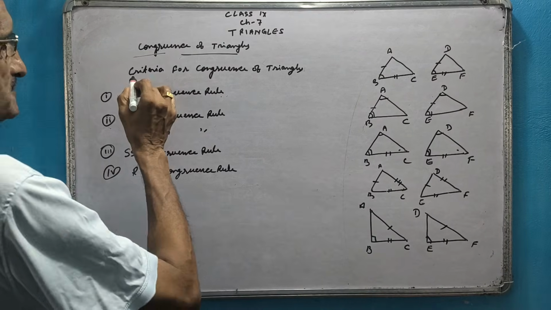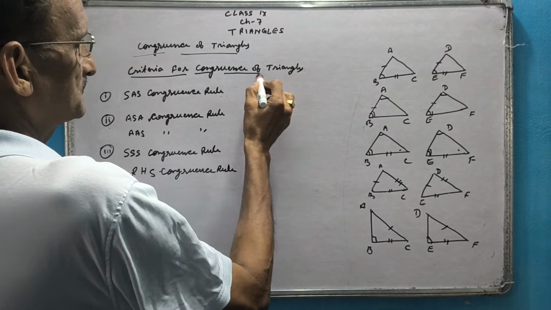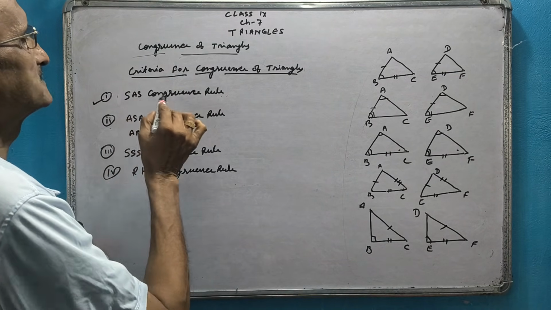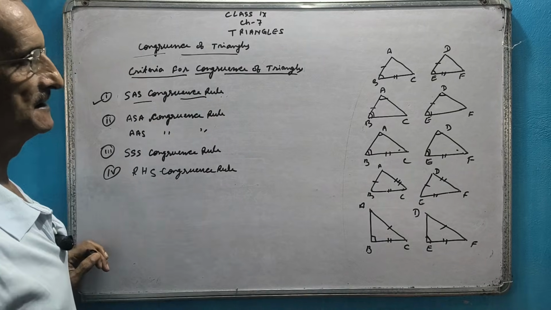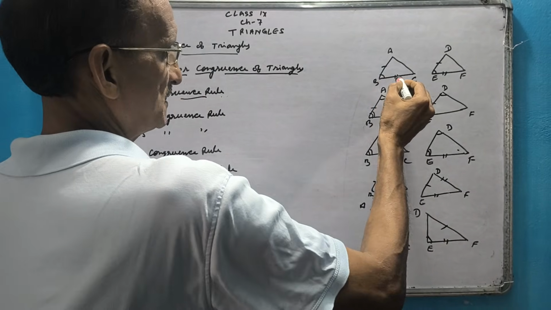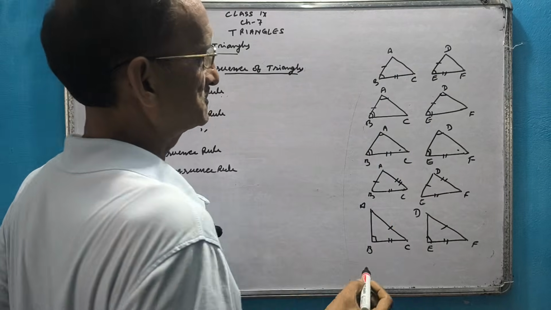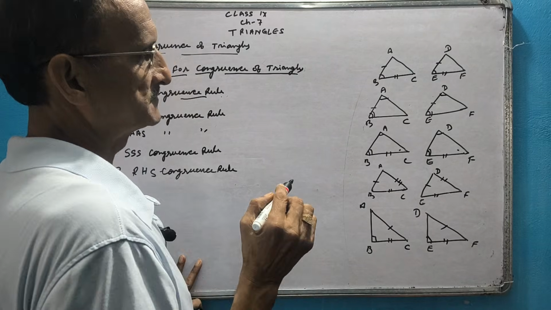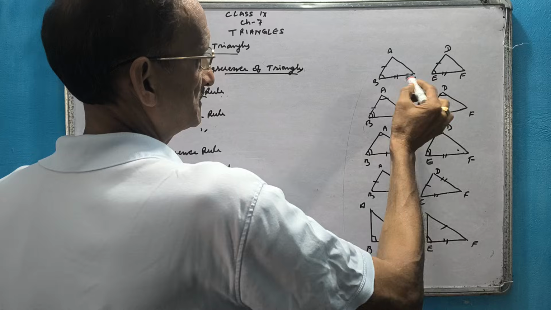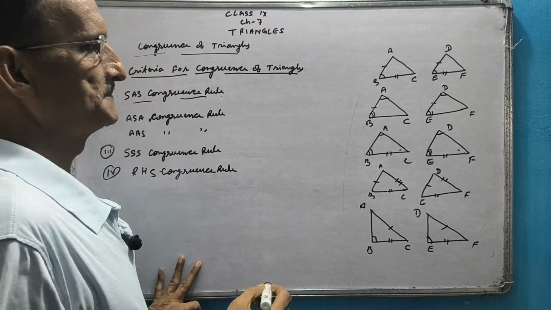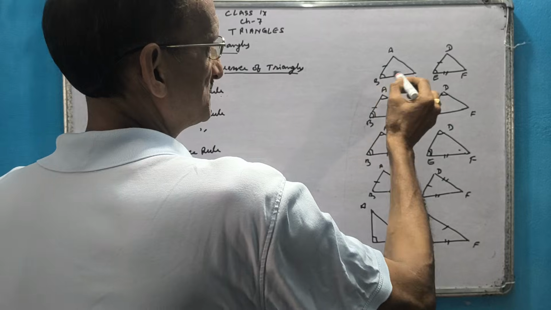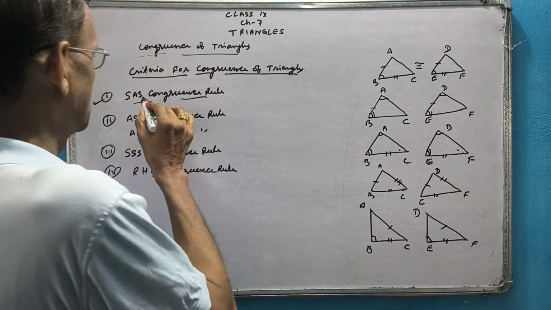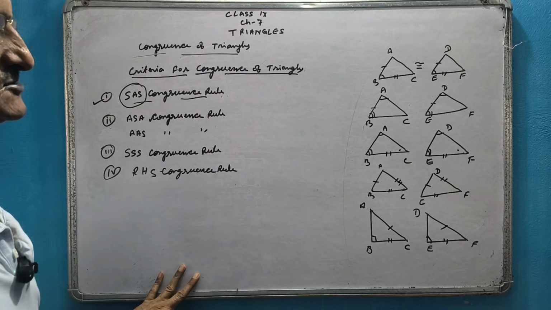Now next is to discuss the criteria for congruence of triangles. Number one is the side angle side congruence rule. The meaning is that two sides of one triangle are equal to two sides of another triangle. Pay attention. Two sides of one triangle are equal to two sides of another triangle, and the angle included between these two sides are equal, then these two triangles are said to be congruent by SAS congruence rule.